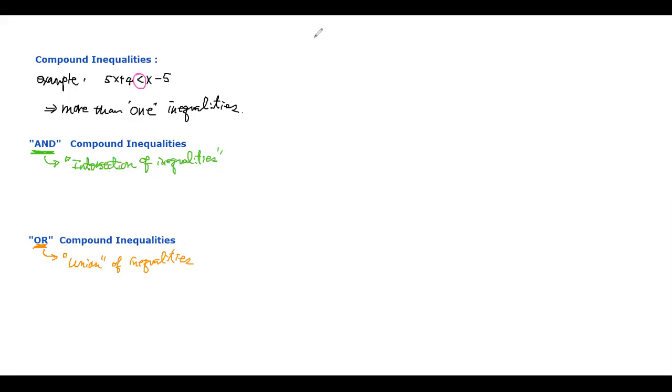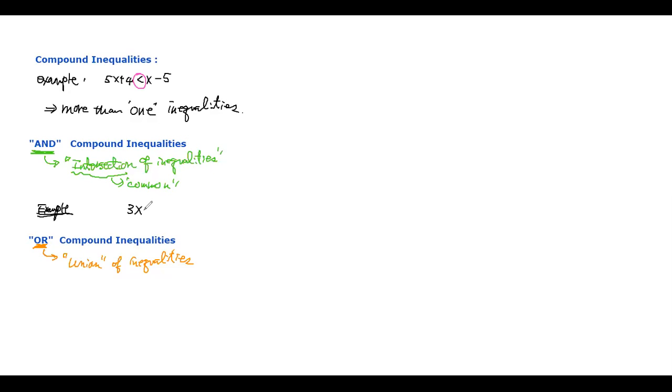So what do we mean by the intersection? That means the common part, right? And the union, you just combine them together here. Okay, so this is if the statement is written with AND or OR. Or in mathematics, they could have something like this. This is what we call a compound inequality.